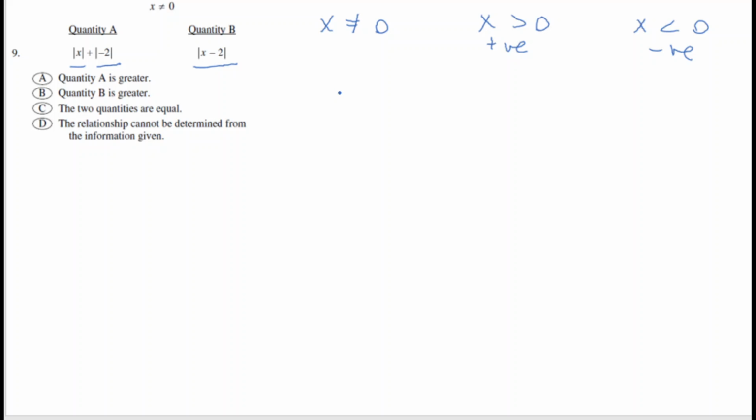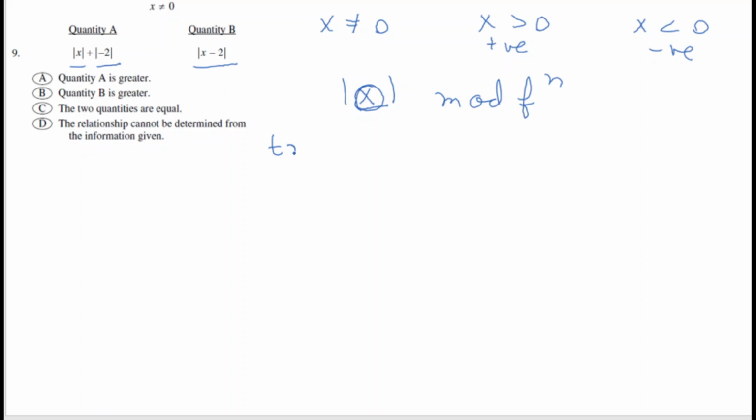In order to solve this question and find a relationship between quantity A and quantity B, I need to first understand what this mod function does. So here I see that there are two bars and in between those bars there's this quantity x. Now these bars are called the mod function, or a symbol to represent the mod function.